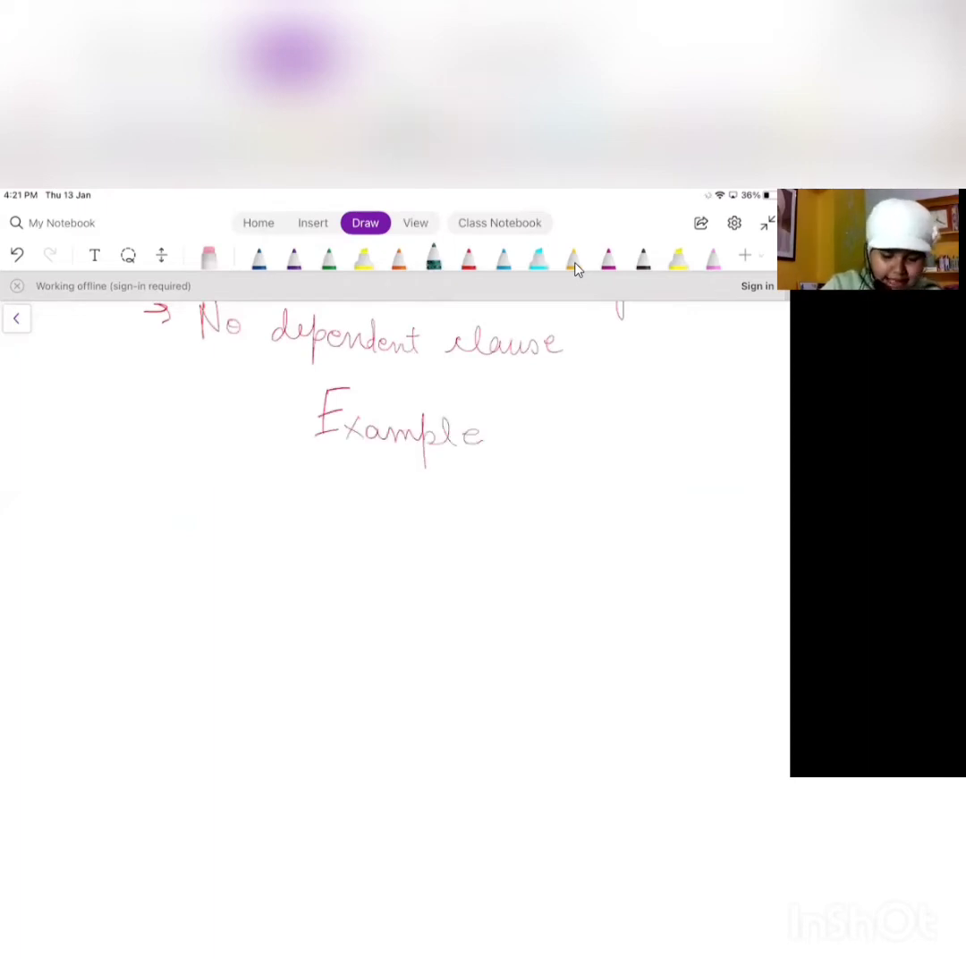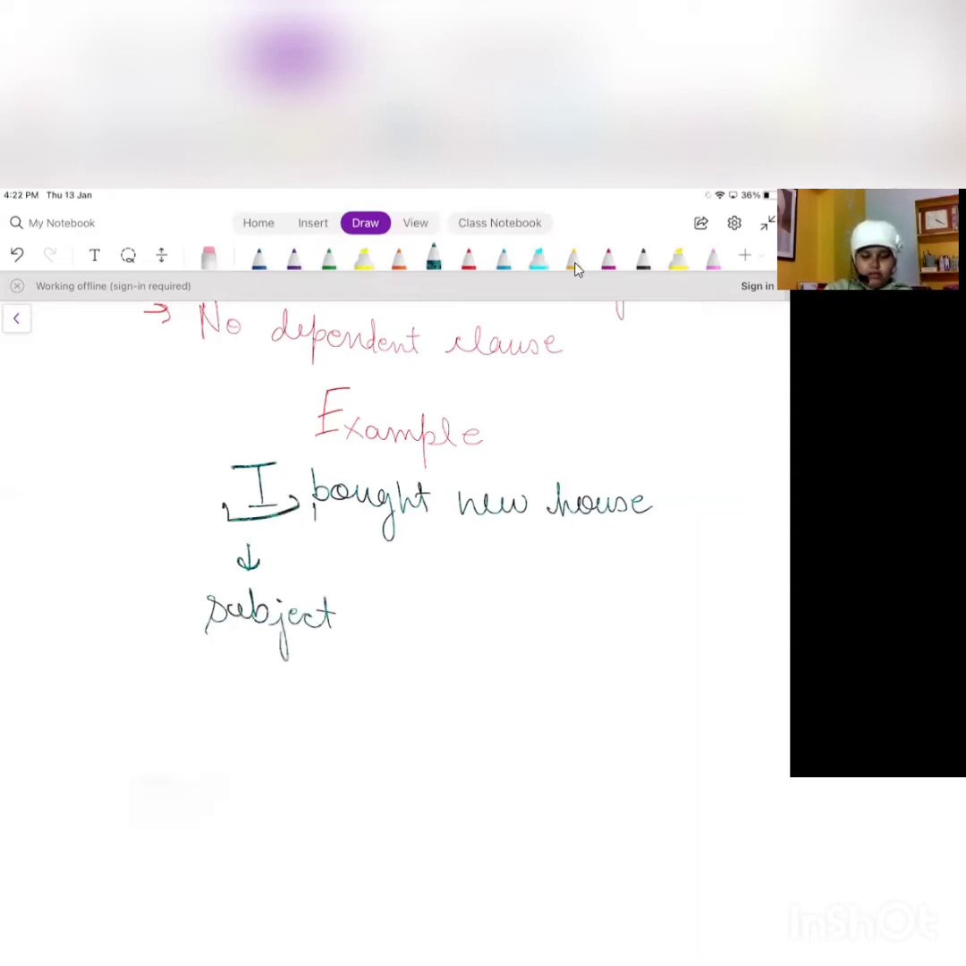Now, here is one example. I bought a new house. So I is the subject, bought is the verb, and house is the object. कंप्लीट मीनिंग है. अगर ये सिर्फ इतना होता, आई बॉट, मैंने खरीदा, क्या खरीदा? चिप्स खरीदी, पेन खरीदा, क्या खरीदा? कंप्लीट मीनिंग है मैंने एक नया घर खरीदा. आई बॉट न्यू हाउस.